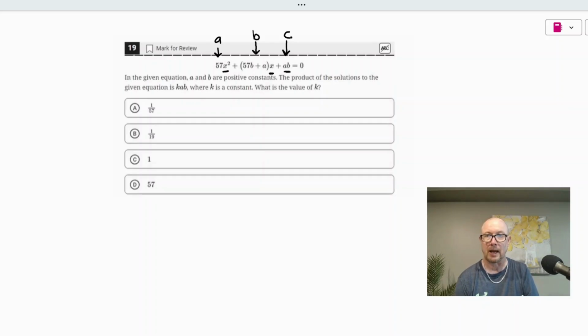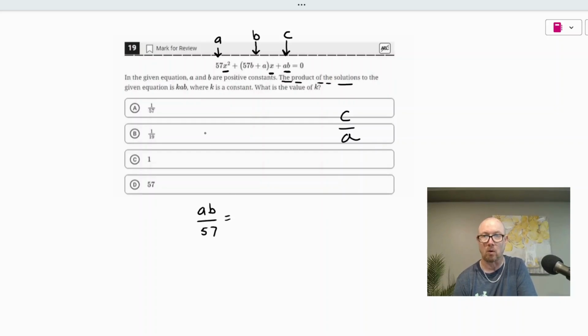Okay? Now, what do we know? We know that we're trying to find the product of the solutions. So in a quadratic, that is always going to be C divided by A. So this makes this problem real easy because all I have to do is take AB and divide it by 57.